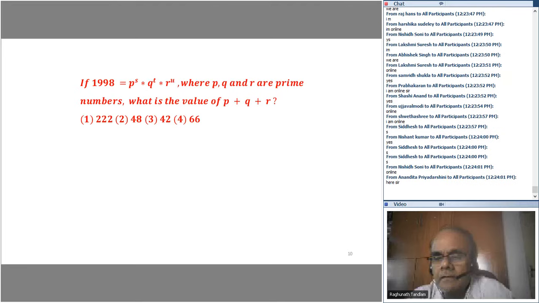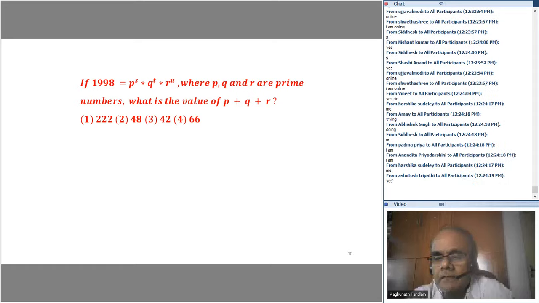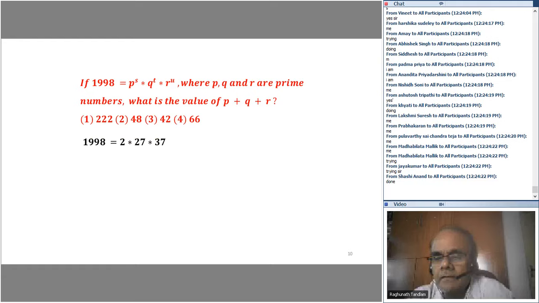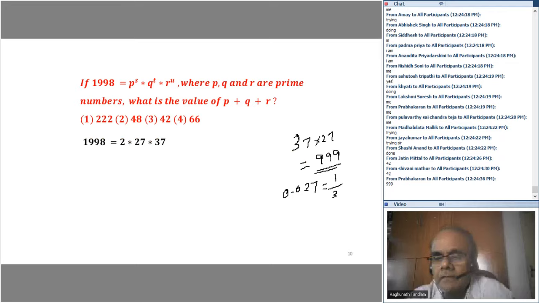Right. How do you do this? What is 1998? How many are doing this question? Okay. The factorization of 1998 is 2 into 27 into 37. Please remember, when you're preparing for CAT, 37 into 27 is what? Remember this number always. 0.027 means what? 1 by 37. It can come in DI as 2.7%. 2.7% is 1 by 37. Note this down. This is useful for DI.